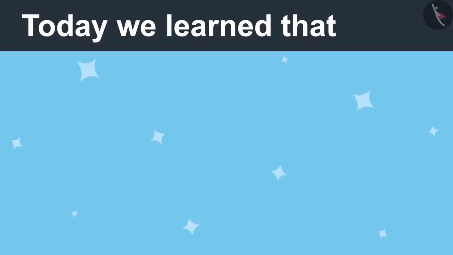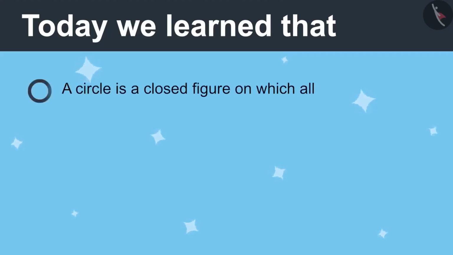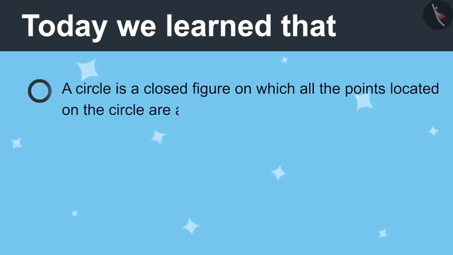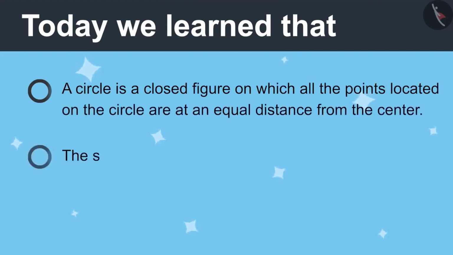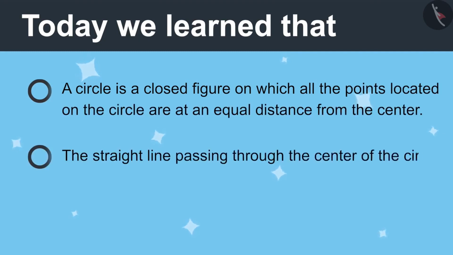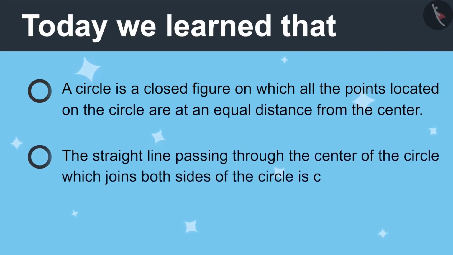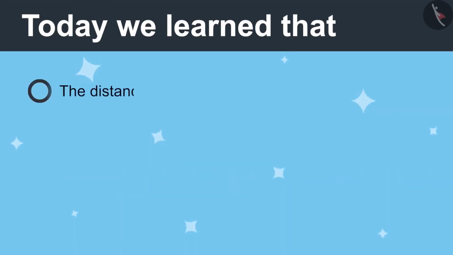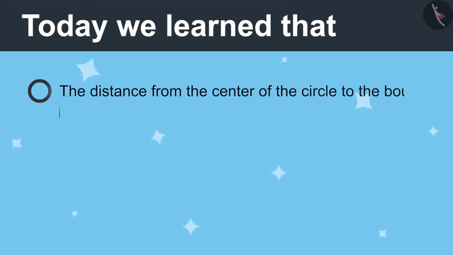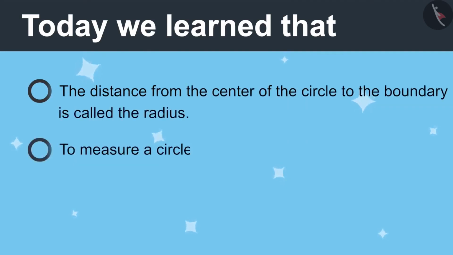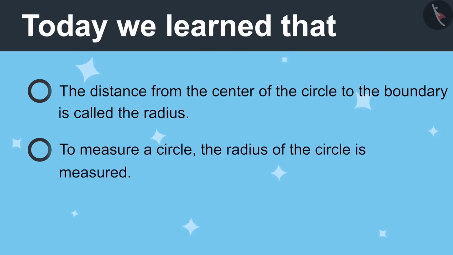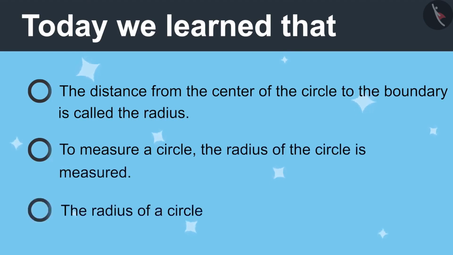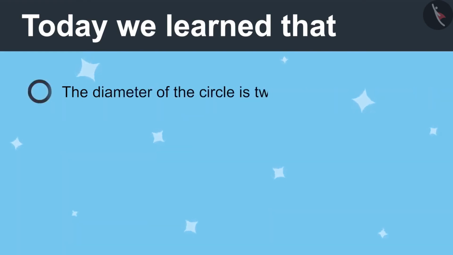Today we learned a circle is a closed figure in which all the points are at the same distance from the center. The straight line passing through the center of the circle, which meets both sides of the circle, is called the diameter of the circle. The distance from the center of the circle to the boundary is called radius. To measure a circle, the radius of circle is measured. The radius of a circle is half its diameter. The diameter of a circle is twice its radius.